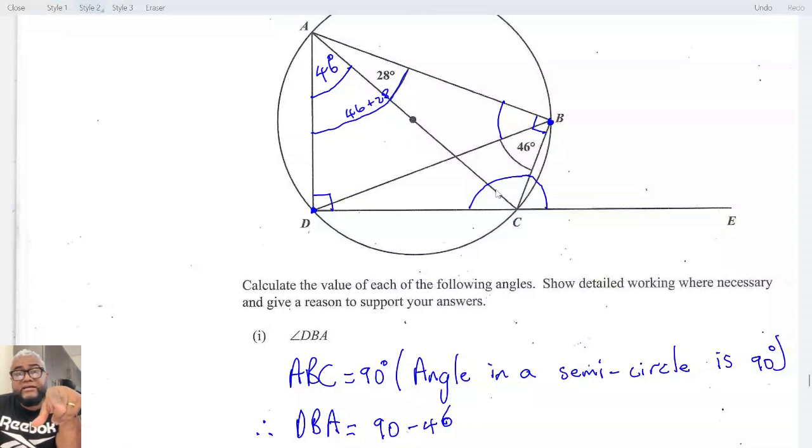And then this angle and this angle, I should have put in a different color. Hold on. This angle and this angle here add up to how much degrees? 180. And then you can proceed to say that DCE is a straight line. So angles on a straight line add up to 180. So let's start by writing what DAB is first.